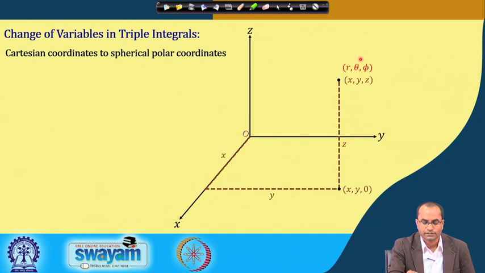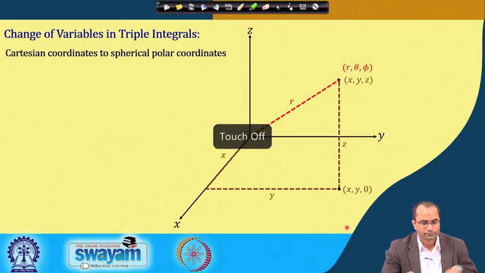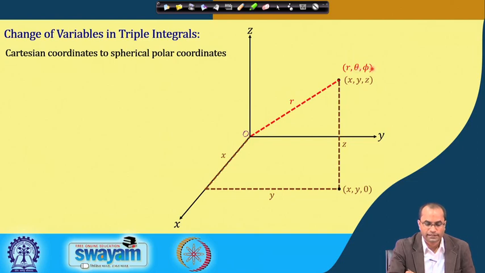Now, our question is, when we change to spherical polar coordinates, what would be r, theta and phi. The coordinates in spherical polar coordinates we denote by r, theta and phi. So, r is precisely the distance from the origin to this given point, and these two are the angles, theta and phi.